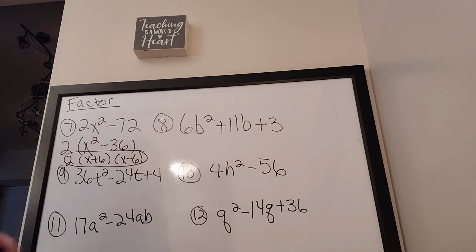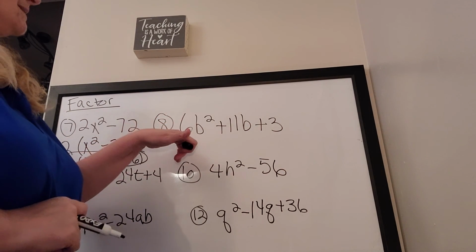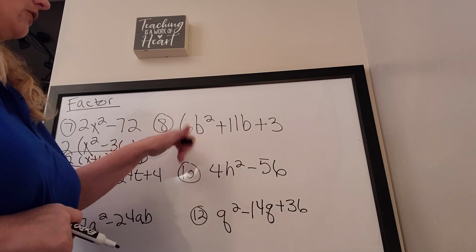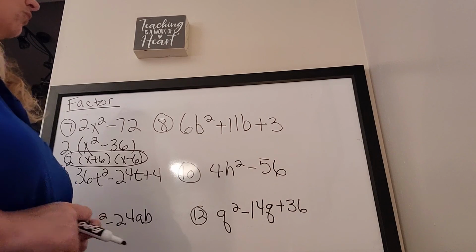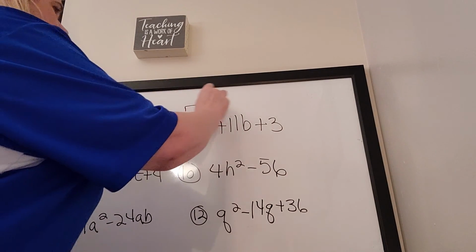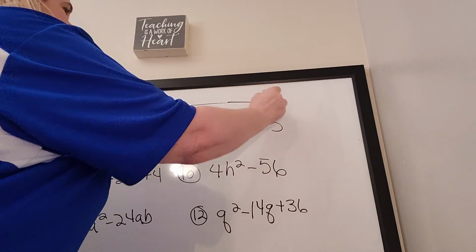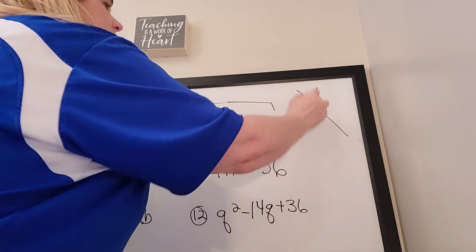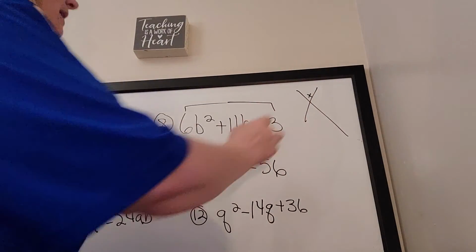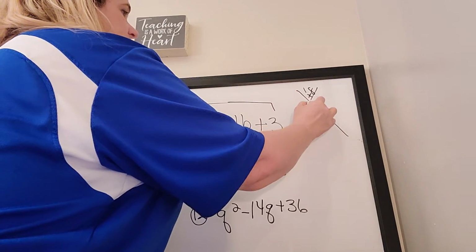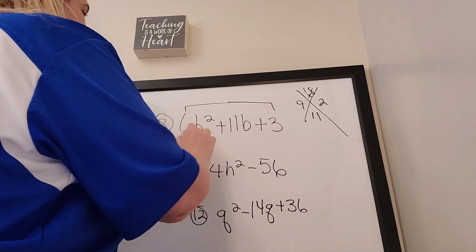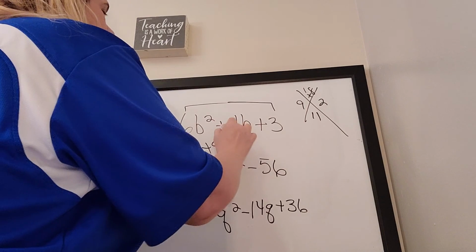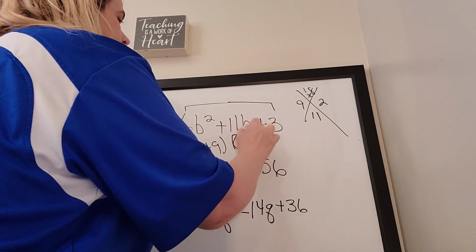Okay, this one, 6b squared is not a perfect square, and neither is 3. We can look to see if we can factor it the regular way. So it would have to multiply to be 18 and add to be 11. That works, 9 and 2. So this would be b plus 9, b plus 2.